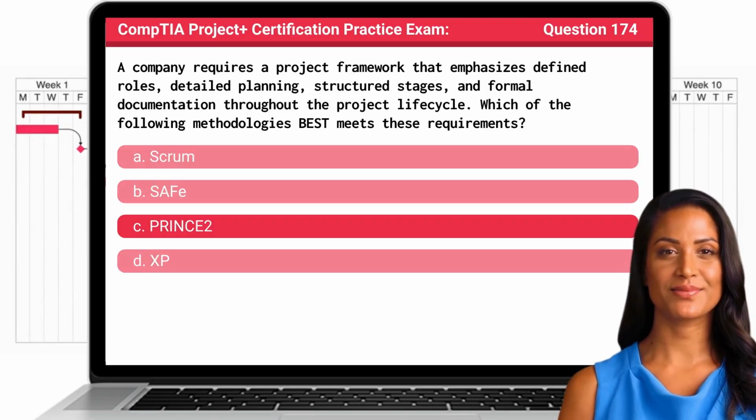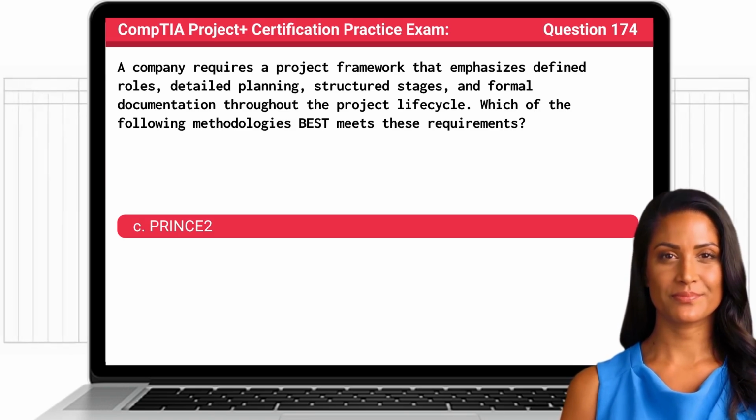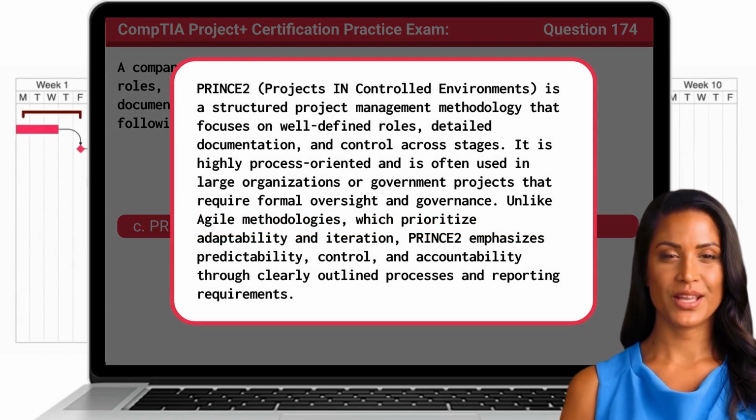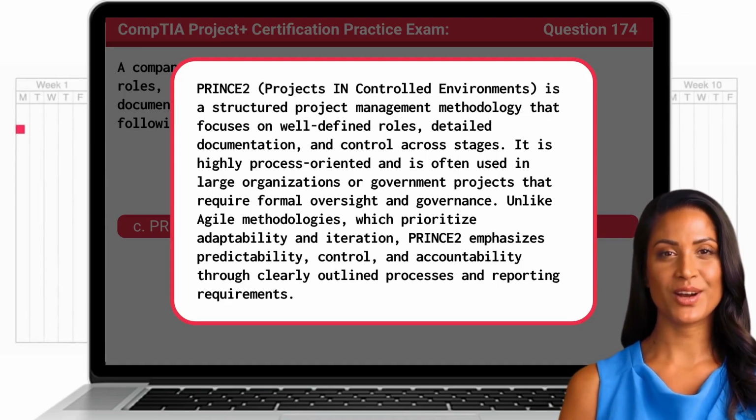The answer is C. Prince2. Prince2 is a structured project management methodology that focuses on well-defined roles, detailed documentation, and control across stages. It is highly process-oriented and is often used in large organizations or government projects that require formal oversight and governance. Unlike Agile methodologies, which prioritize adaptability and iteration, Prince2 emphasizes predictability, control, and accountability through clearly outlined processes and reporting requirements.